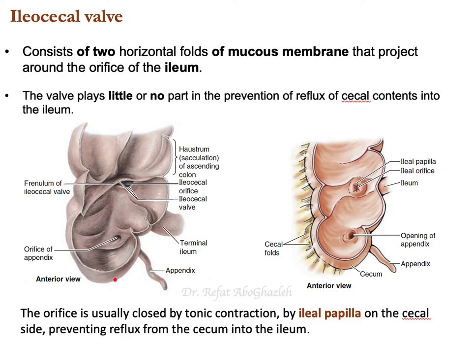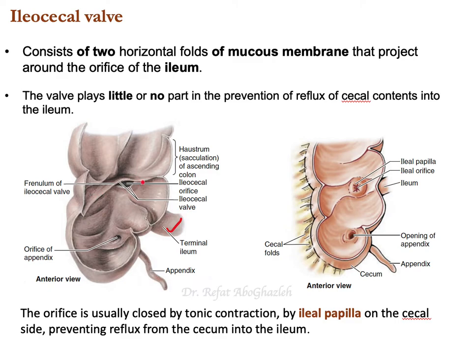Let us remove the anterior wall of the cecum. Let us open it and see what's in there. First of all, when you look at the cecum, what's most interesting here, as we mentioned, is the terminal part or the distal end of the ileum that opens into the posteromedial wall of the cecum. That means this is what we call the ileocecal valve.